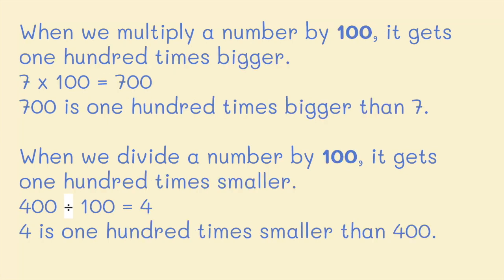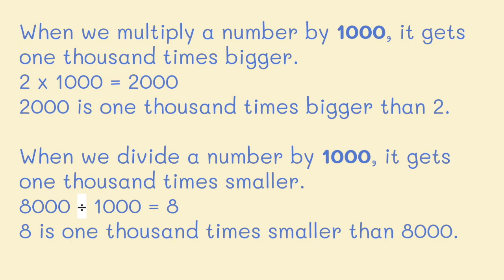When we multiply a number by 100, it gets 100 times bigger. For example, 7 times 100 is 700. 700 is 100 times bigger than 7. On the flip side, when we divide a number by 100, it gets 100 times smaller. 400 divided by 100 is equal to 4. 4 is 100 times smaller than 400.